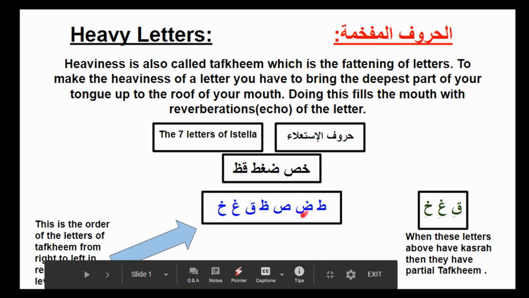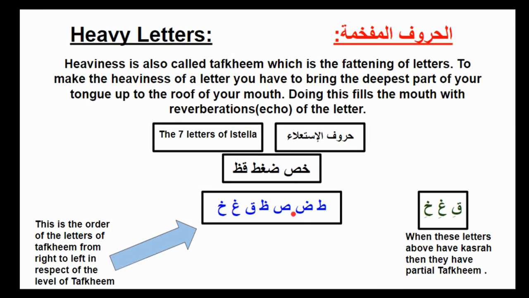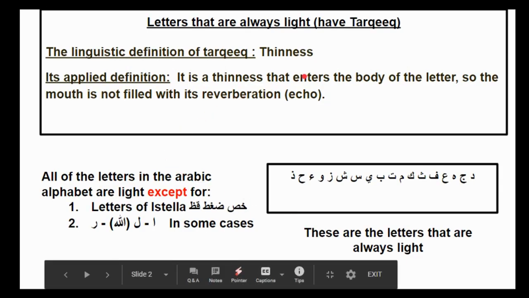So you would say Qi, Ghi, Khi. So you don't say Ghi, Khi, or Qi. It's Qi. So you have to make sure that you say it with the right part of your tongue. So then we'll move on to the light letters.